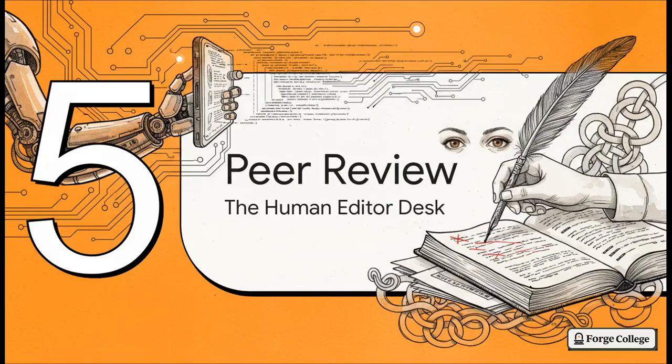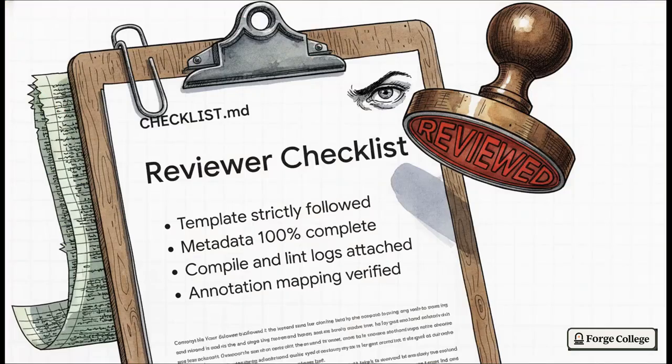All right, Section 5, Surviving Peer Review. Automated linters are great, right? They're like an excellent spell check. But once the machines say you're good to go, surviving the human editor's desk is your next major hurdle. You are going to hand off your checklist markdown file to a peer. And crucially, it has to be a peer who did not translate the entry themselves.